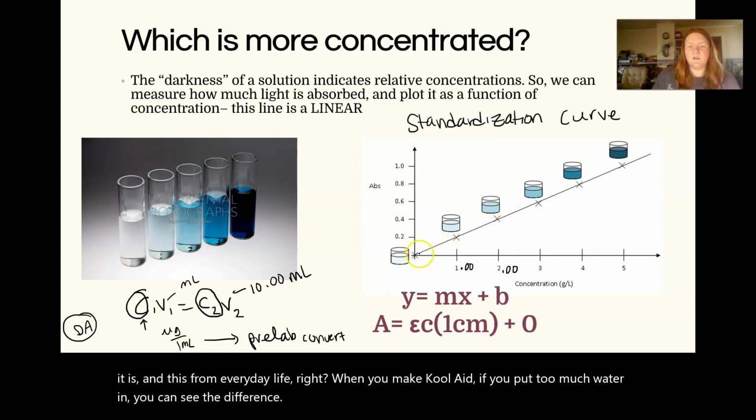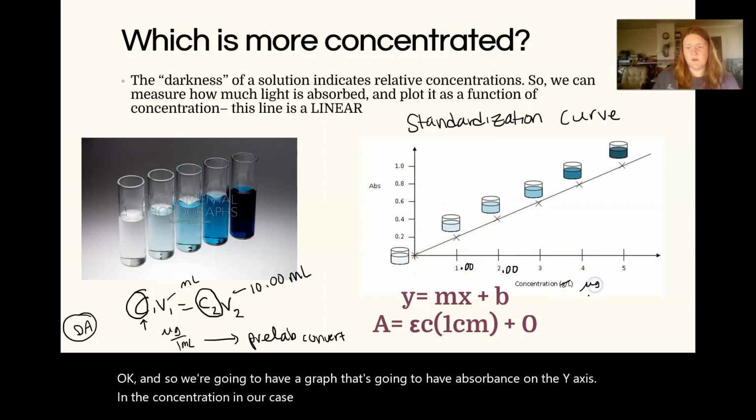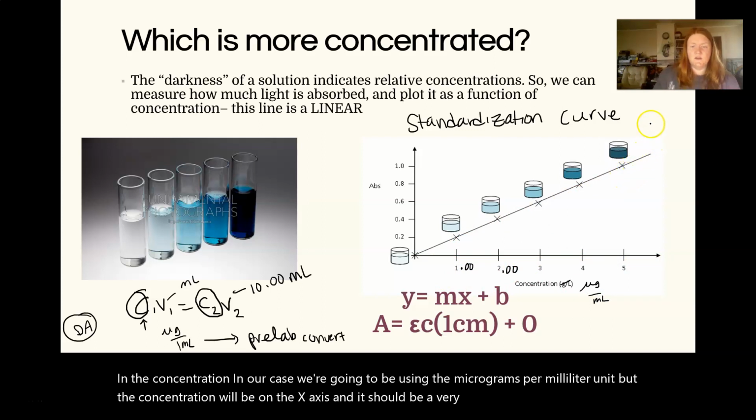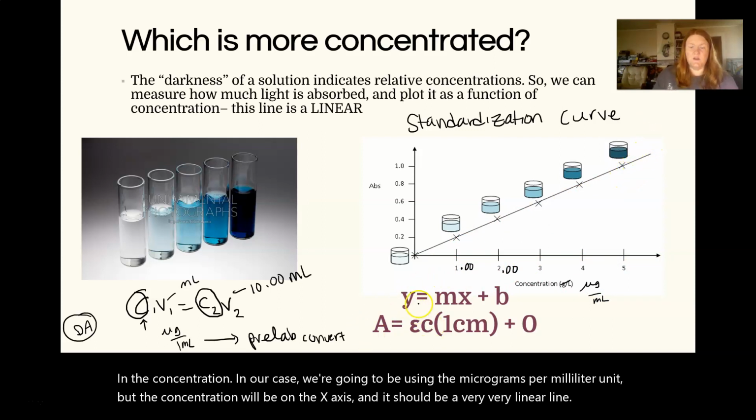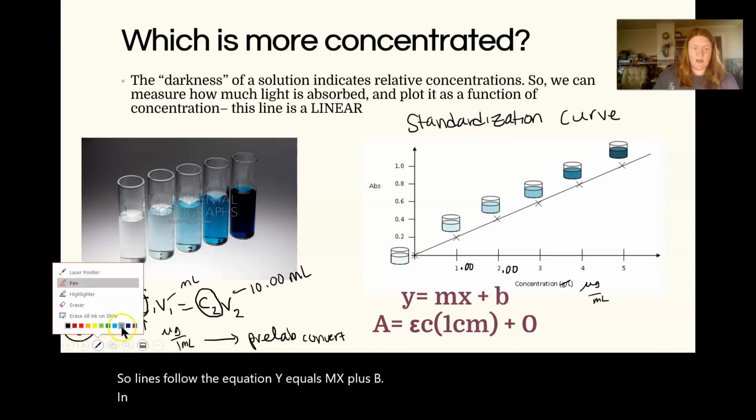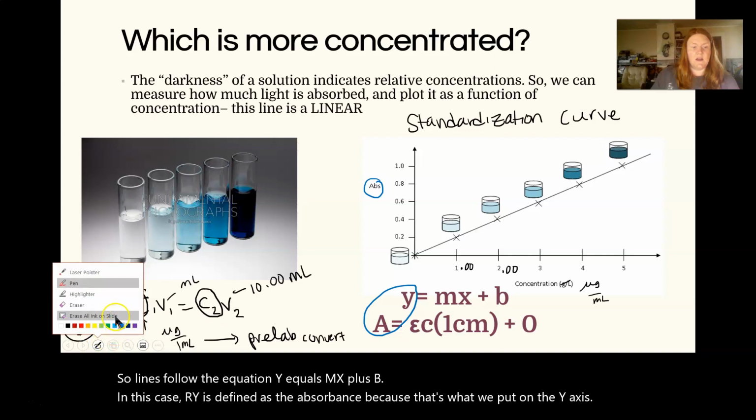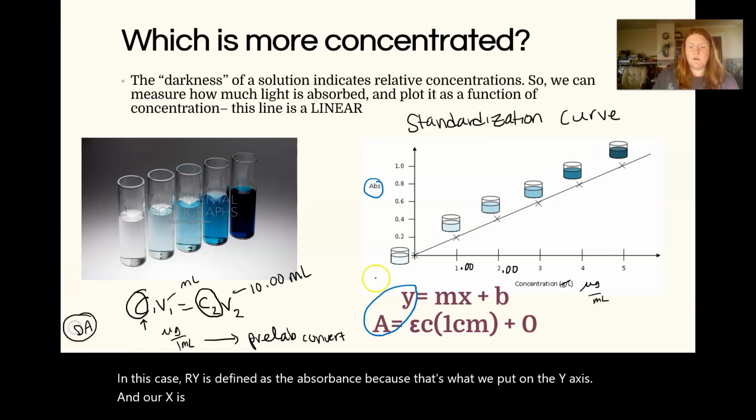Okay, and so we're going to have a graph that's going to have absorbance on the y-axis and the concentration. In our case, we are going to be using the micrograms per milliliter unit, but the concentration will be on the x-axis, and it should be a very, very linear line. So lines follow the equation y equals mx plus b. In this case, our y is defined as the absorbance, because that's what we put on the y-axis. And our x is defined as the concentration.